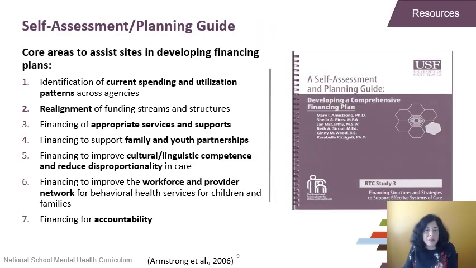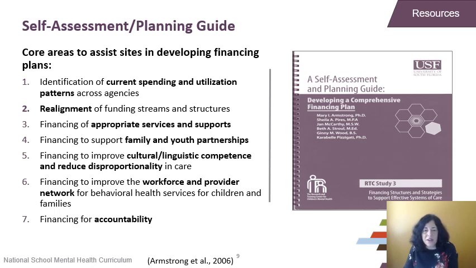Developing a financing plan can guide the team's funding and sustainability efforts. This self-assessment and planning guide, developed by the Research and Training Center for Children's Mental Health, offers practical strategies and tools to help a team to develop a comprehensive financing plan. The self-assessment and planning guide, Developing a Comprehensive Financing Plan, addresses 7 important areas to assist systems and sites to develop comprehensive and strategic financing plans for building effective systems of care.